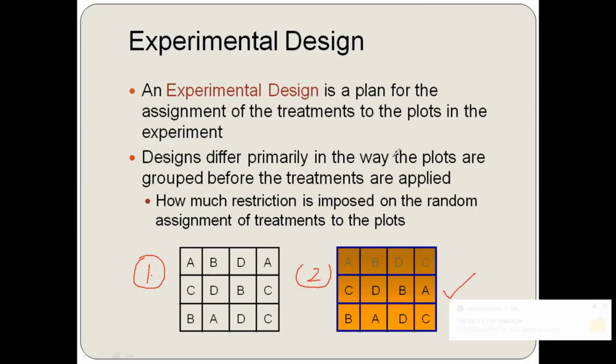We can't simply throw 1 out. 1 is also correct, but 2 is more appropriate. Can somebody explain why? Somebody said, in one sample, a treatment is not applied. All 4 treatments are used. Exactly. So yeah, 4 treatments.